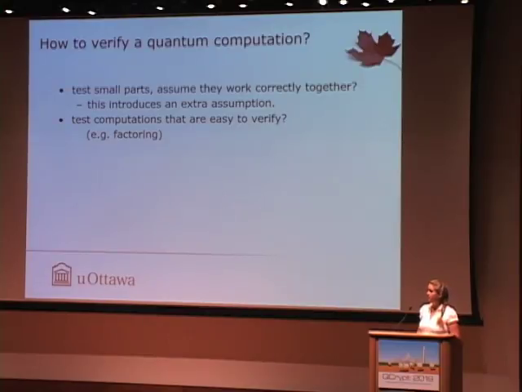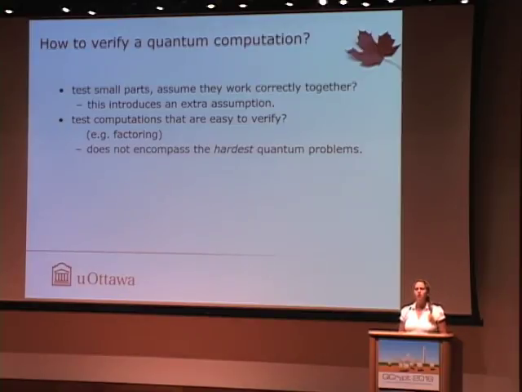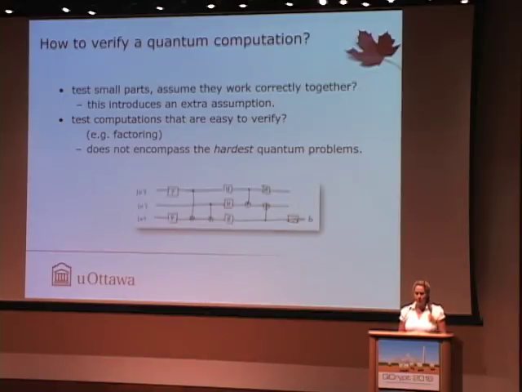Another thing you might think of is to test computations that are easy to verify. And this is reasonable, especially since there are a lot of problems for which the quantum computer has this property, for instance, factoring. If you're given a claimed solution to the factoring problem, it's easy to multiply the numbers together and check that it's a solution. But this does not cover the hardest quantum problems. The hardest quantum problems are called BQP complete, including things like approximating the Jones polynomial. So for these problems, we don't know of an efficient way to verify the solution.